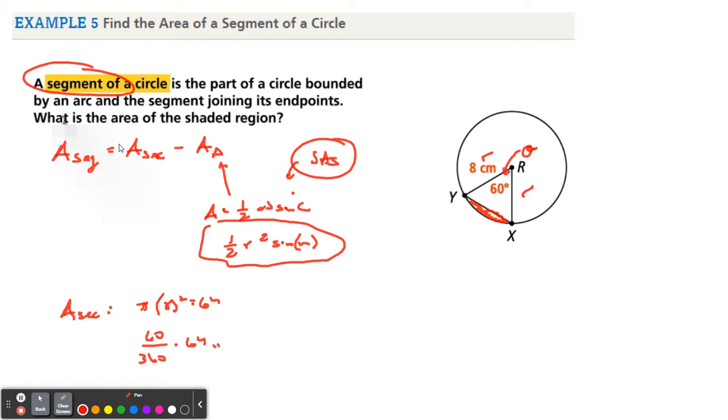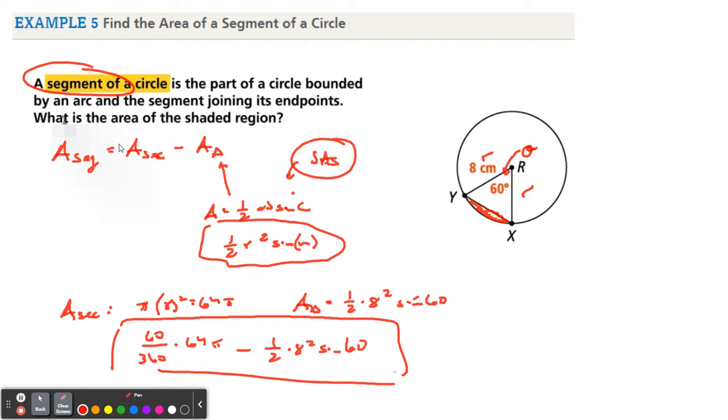times 64 pi. Okay. Now, it doesn't say in terms of pi, so I'm going to go ahead and type this in the calculator. All right, when I get that, the area of the triangle is going to be 1/2 times r squared times the sine of 60. So I'm going to take this and subtract 1/2 times 8 squared sine of 60. And I would just type all this in at once, right? That whole thing. Make sure, because you're using sine, that you're in degrees.